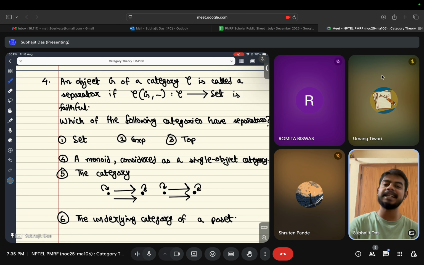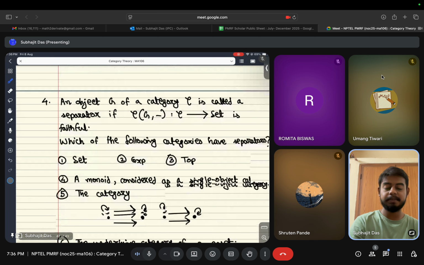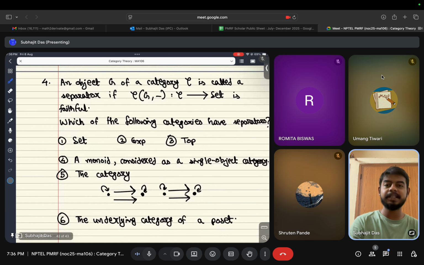A faithful functor is exactly a locally injective functor, right? The structure maps associated to the functor should be injective. So G is called a generator or a separator if the functor co-represented by G is a faithful functor. So the question is, which of the following categories have separators? We'll do this problem, but let's just quickly reduce this to a simpler condition for separators or generators, and perhaps something which actually justifies the use of the word separator.